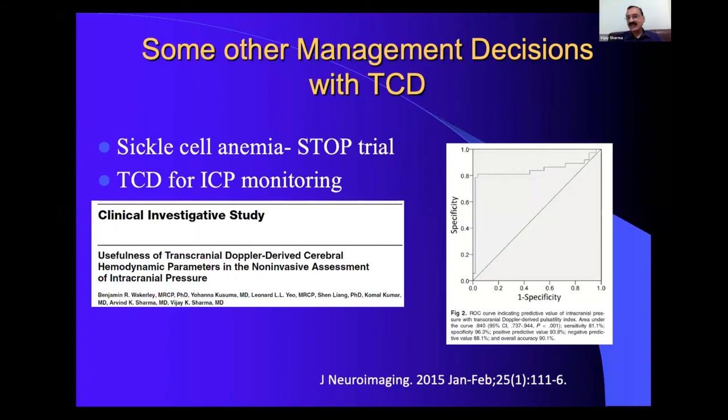In the STOP trial, if you are living in a belt with sickle cell anemia, it reduces the risk of stroke by 92% if you are using TCD as a criterion for giving blood transfusion. Same, you can do monitoring. Again, don't do one TCD and say high ICP. Never do it like this. You will almost always be wrong. Say, I'm going to monitor. I can tell you the patient's ICP, whether it is on an increasing trend or a decreasing trend.